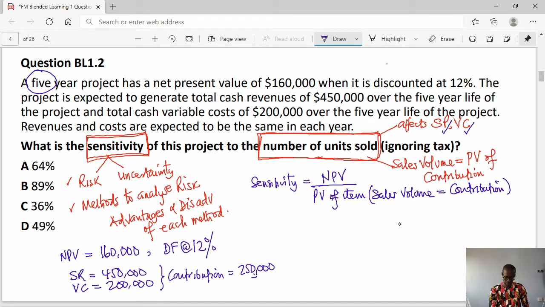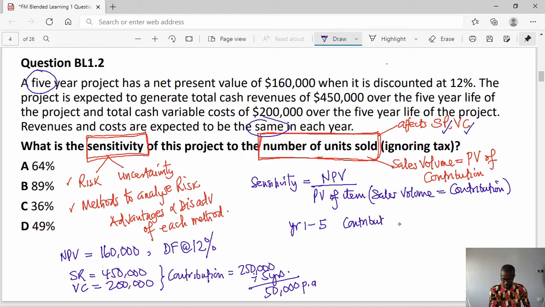If you divide this by 5 years, it means we are making contribution of 50,000 per annum. 50,000, 50,000, 50,000 over 5 years, because revenues and costs are expected to be the same in each year. So year 1, 50,000, year 2, 50,000, year 3, 50,000, year 4, 50,000, year 5, 50,000. Because they are expected to be the same, then you can find the present value. Let me show you. It's as though year 1 to year 5, you are getting contribution.